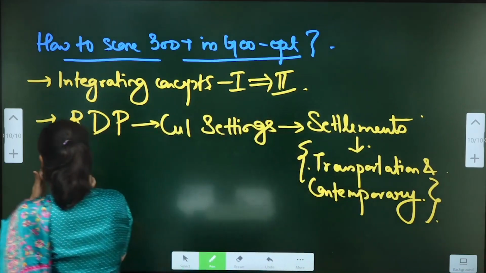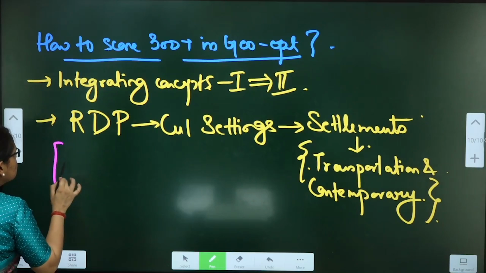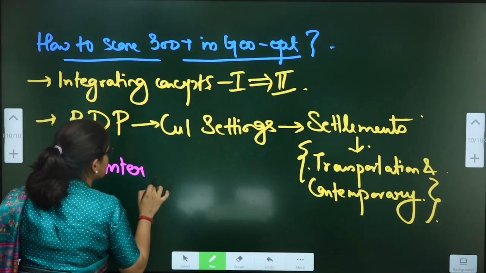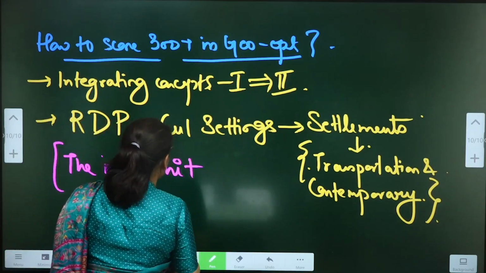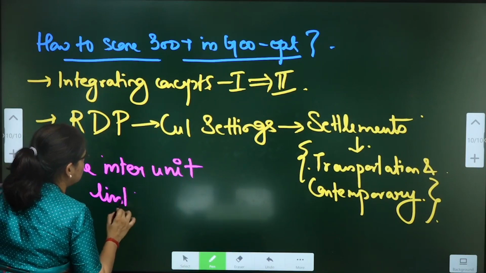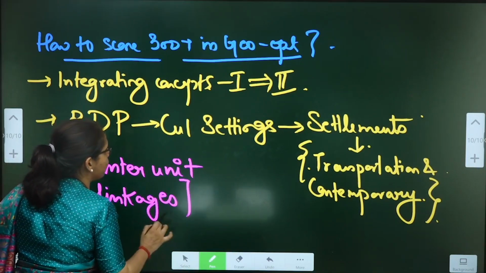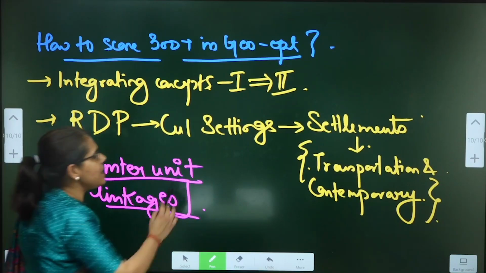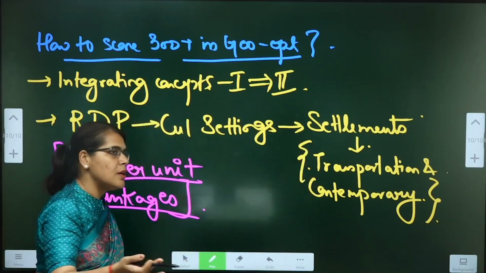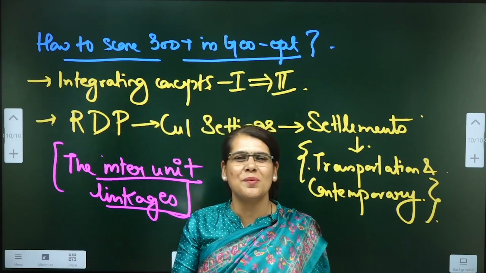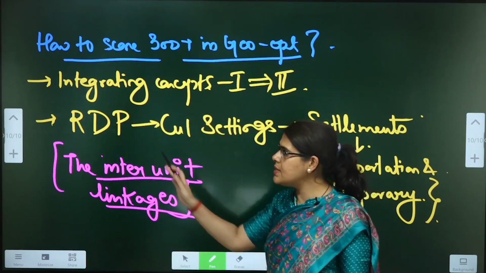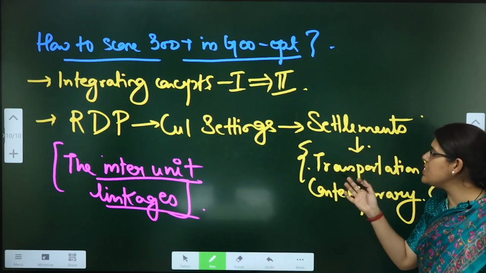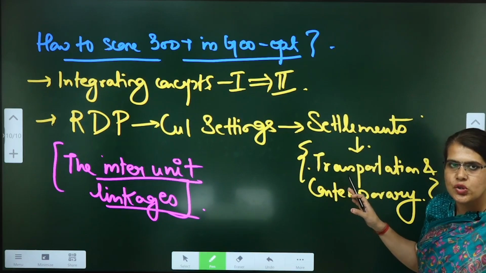This is referred to as the inter-unit linkages, which you will learn gradually, and you will start integrating that in your content itself, because your classes itself are designed in such a manner. So somewhere I'm teaching you the concept around RDP, and we will link that with cultural settings and with settlements, transportation and contemporary issues also.